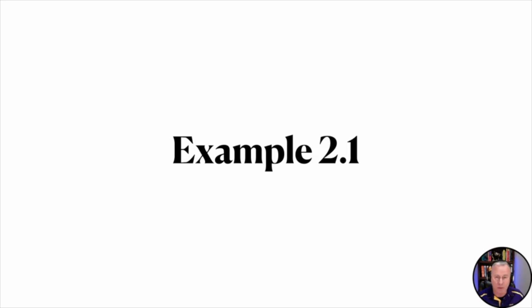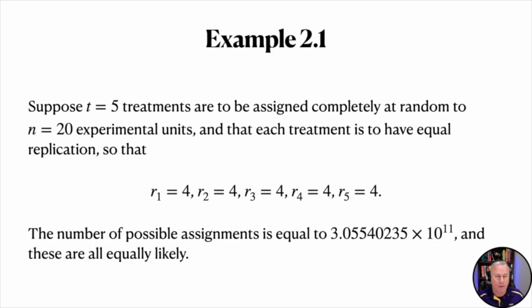This will be example 2.1. So suppose that T equal to 5 treatments are to be assigned completely at random to n equal to 20 experimental units, and that each treatment is to have equal replication, so that the replication numbers, R1 through R5, are all equal to 20 over 5, or 4 reps for each treatment.